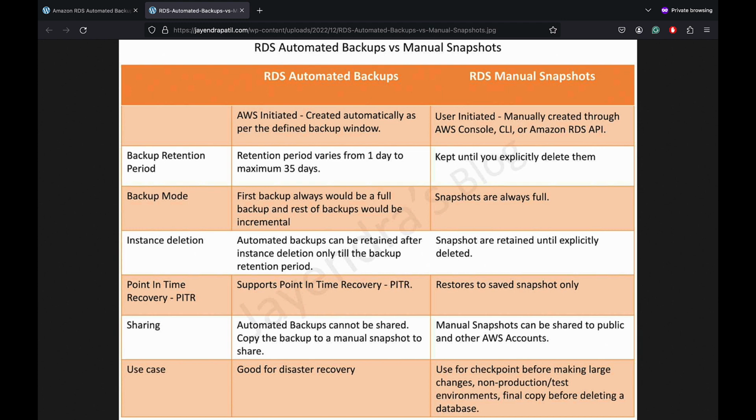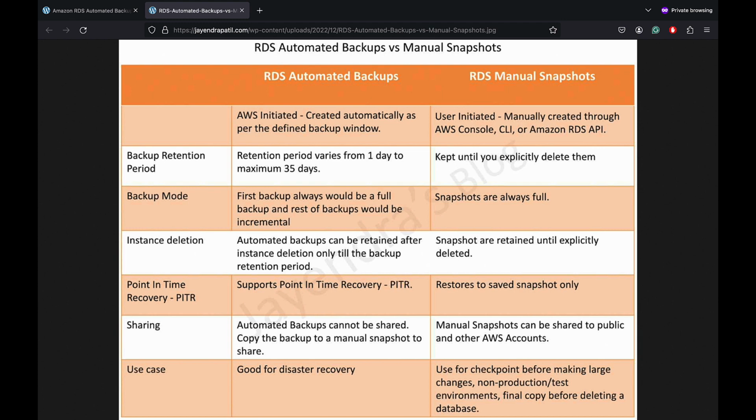Point-in-time recovery, or PITR. RDS automated backups with transaction logs help support point-in-time recovery, or PITR. You can restore your DB by rewinding it back to a specific time that you choose. RDS snapshots restore to the saved snapshot only. It cannot be used for PITR.